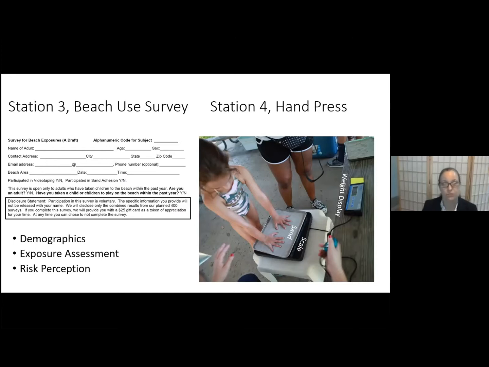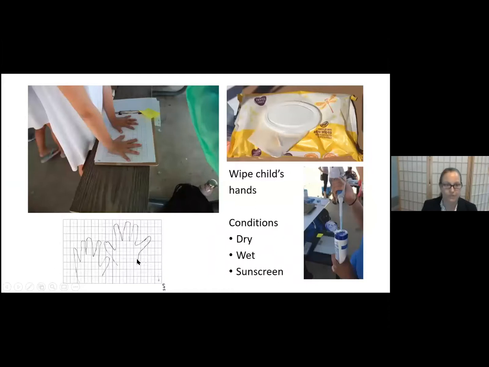In addition to the survey, children would take part in a hand press study where adhesion of sand was controlled for pressure of contact. At the hand press station, the surface area of the children's hands was documented. We also controlled for conditions of the hands and specifically tested the conditions of dry hands, wet hands, and sunscreen hands.